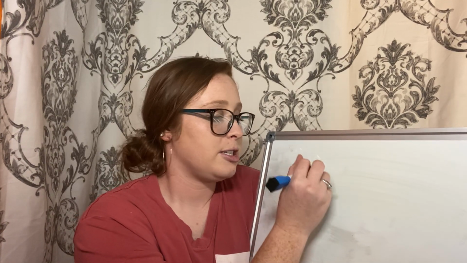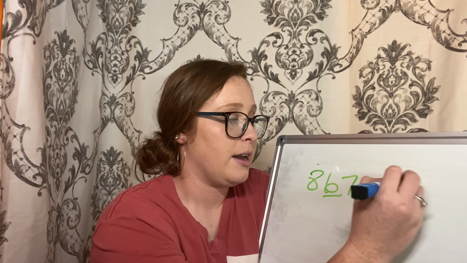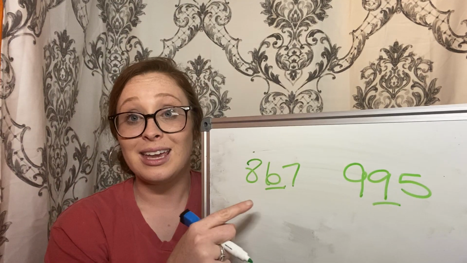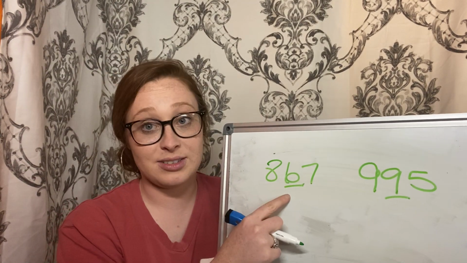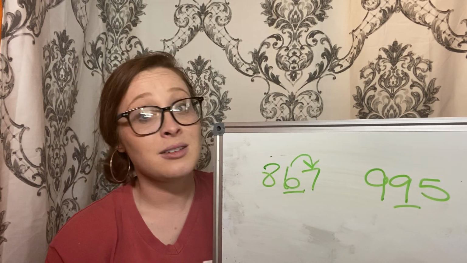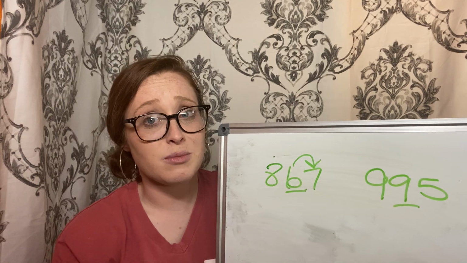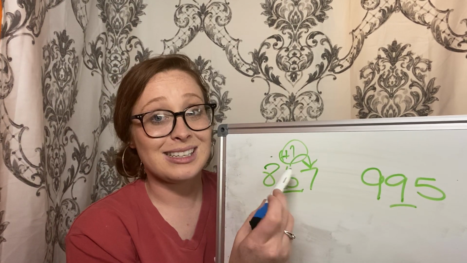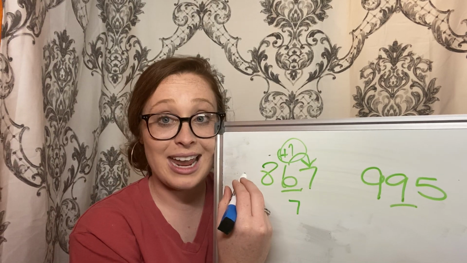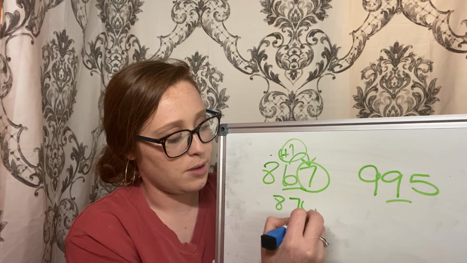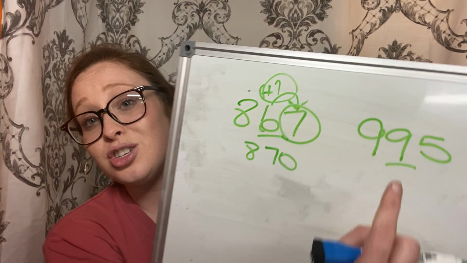I have 867 and 995. Okay? So now, here is my 6 is underlined. So that means I got to go next door. What number is that? 7. So is that 4 or less, 5 or more? That's 5 or more, so I'm going to go back to the 6 and add 1 more. So 1 plus 6 is 7. Did I touch the 8? Nope. So I'm going to bring it down. Now what did this turn to? A 0.